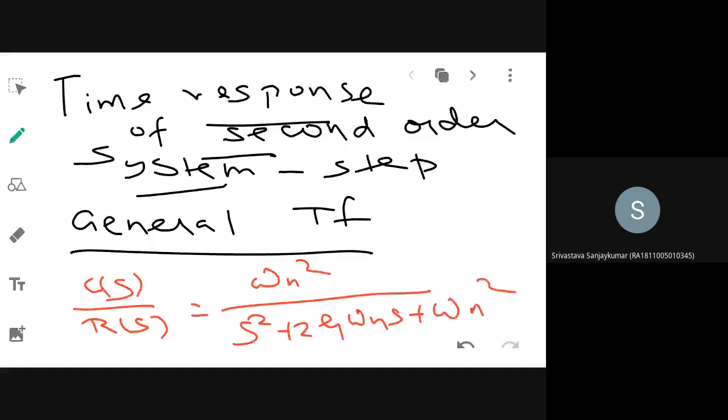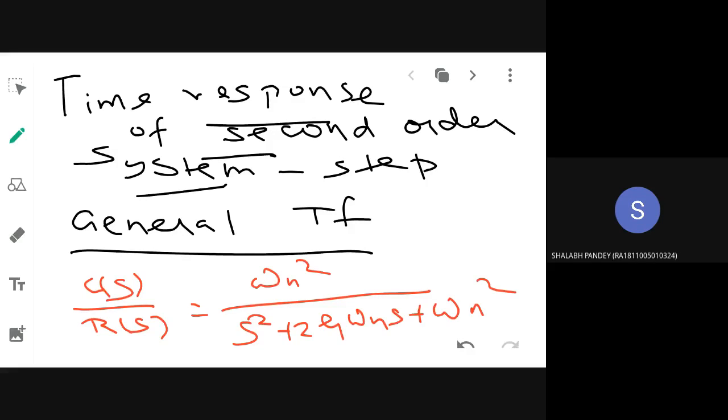Okay, we'll start the class. As you can see on that screen, today we are going to derive the time response. Yesterday, what did we do in class? We derived the time response of a first order system by applying what all inputs? Step, ramp.